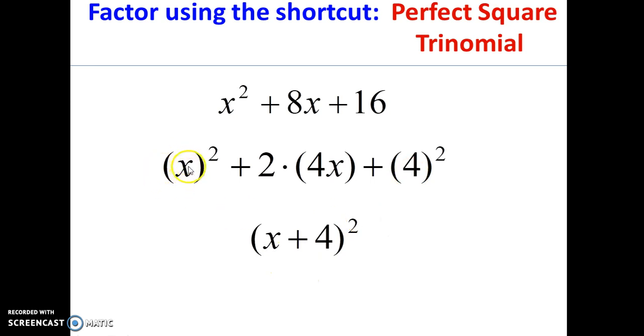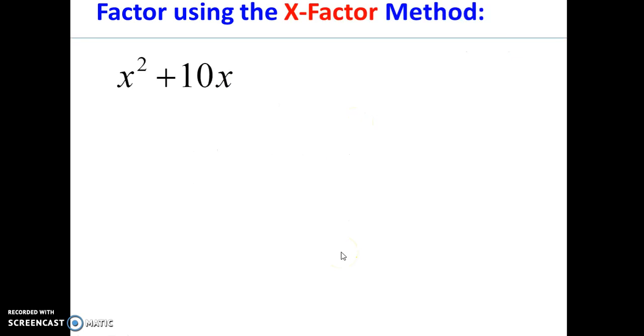All right, we always look at the first thing, the sign, and the last thing, squared. If you multiply this out, you'd get back to here. So that is the factored form. All right, we're going to take those same three, and now we're going to use the x factor method. Why? Because it's important to see that if you forget the shortcuts, you can always rely on x factor to factor anything.